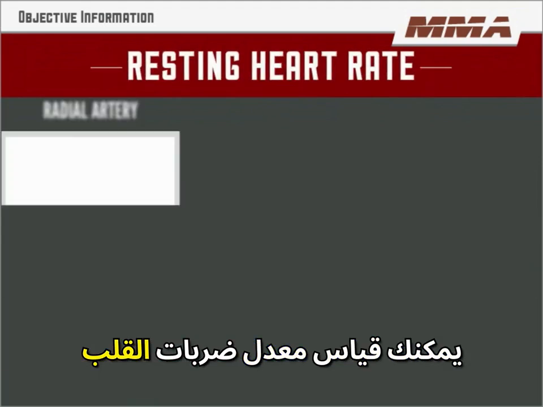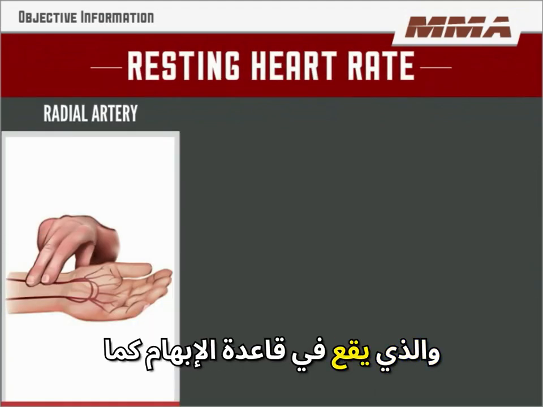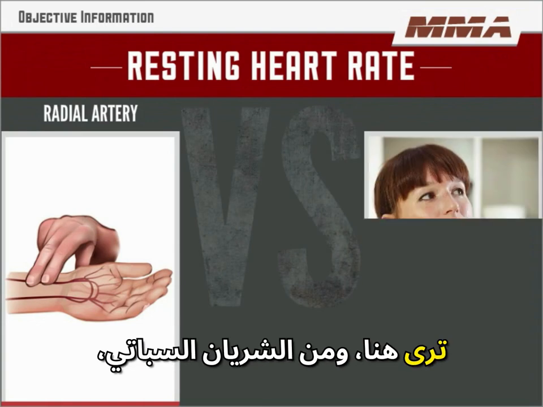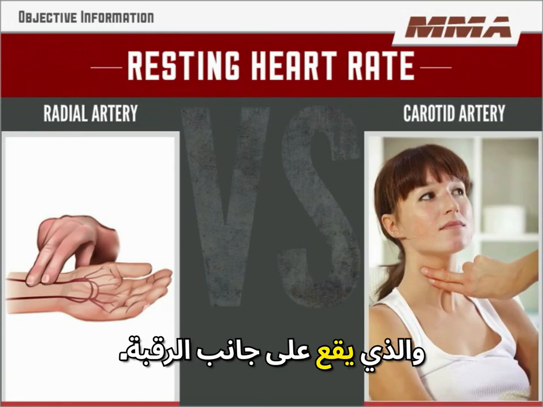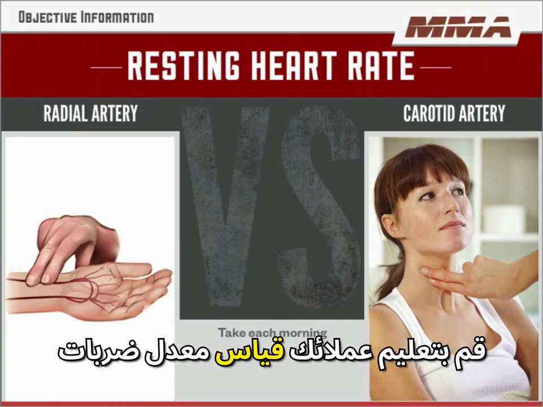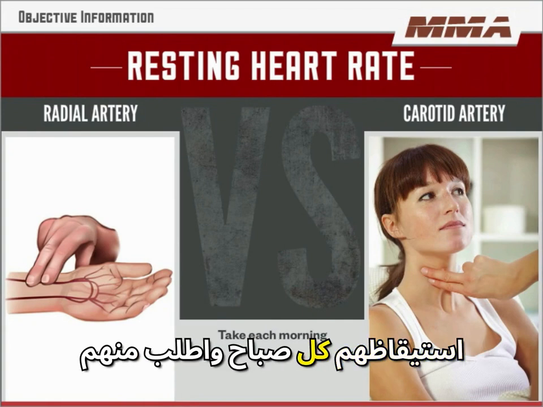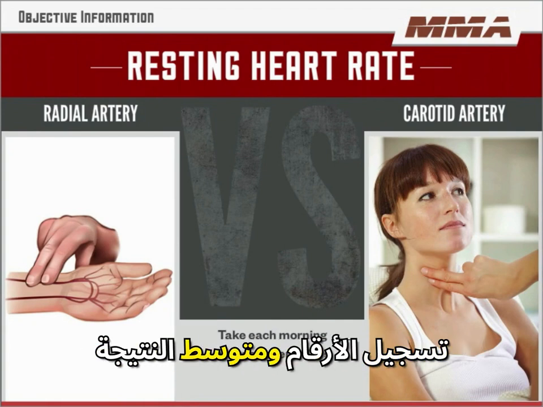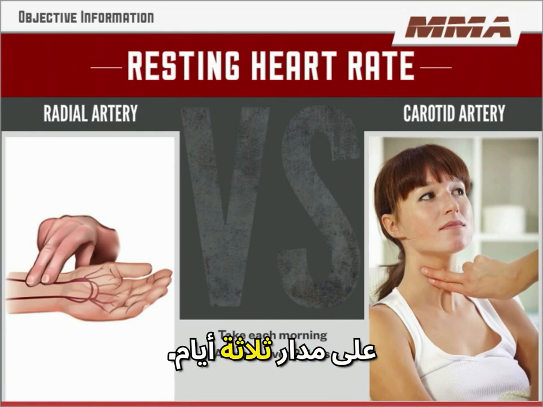You can take resting heart rate at the radial artery, which is at the base of the thumb like you see here, and at the carotid artery, which is on the side of the neck. Teach your clients to take their resting heart rate as soon as they rise each morning, and have them record the numbers and average the score over 3 days.